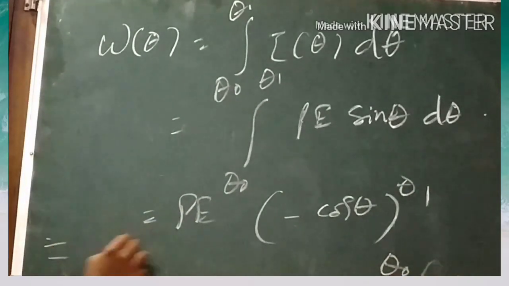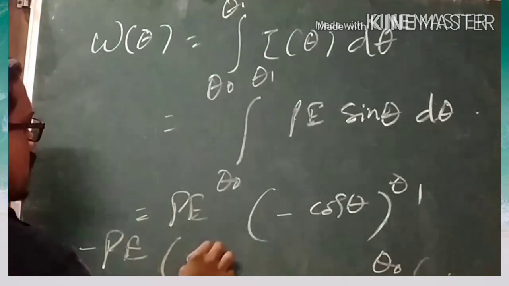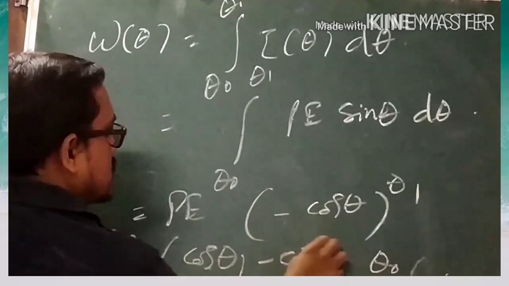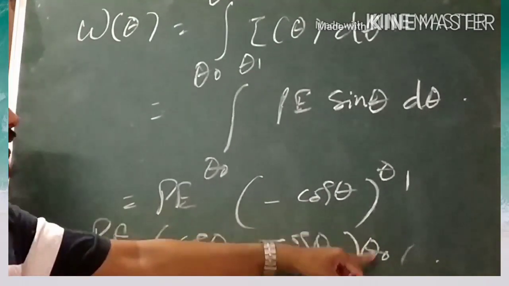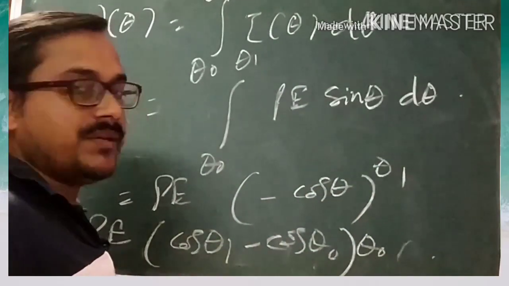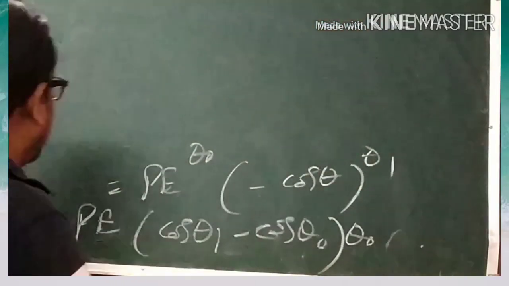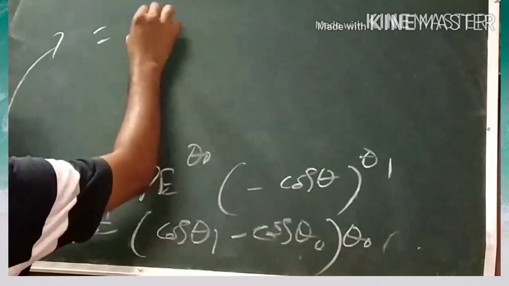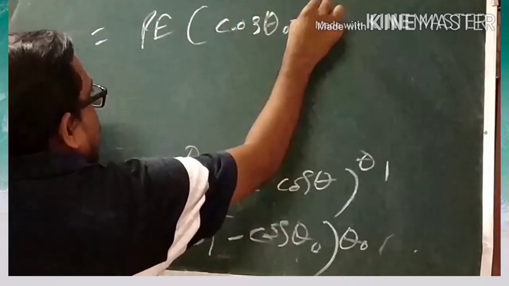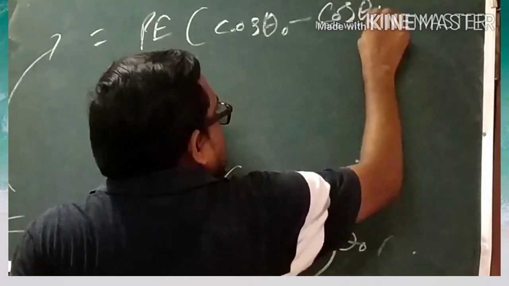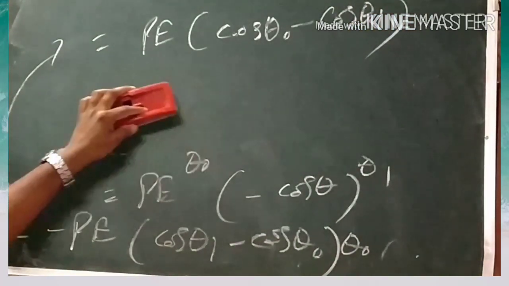Okay, now we can write this as minus pE into cos theta 1 minus cos theta 0. Just simply we have put the lower limit and the higher limit for the cos theta value. Now this implies pE into cos theta 0 minus cos theta 1. Okay, so this is the result we have got for calculating the work done.